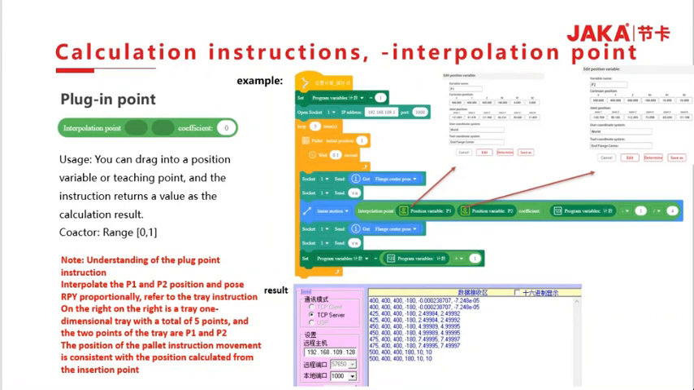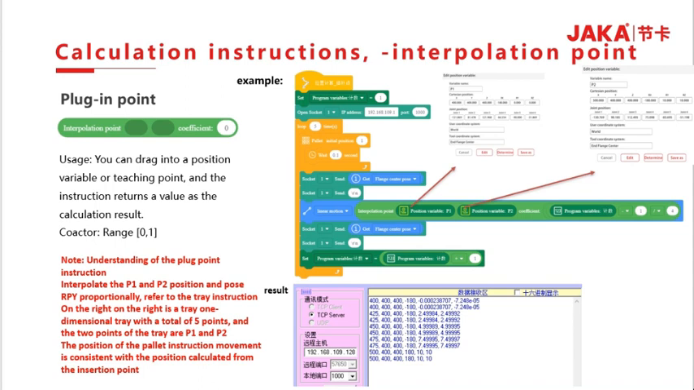Calculation instruction: interpolation points. See the example on the right. Set the program variable count to 1. Open the socket connection, loop 5 times. The starting position of the palette movement is 1, and the palette movement is one-dimensional and has 5 points in total.